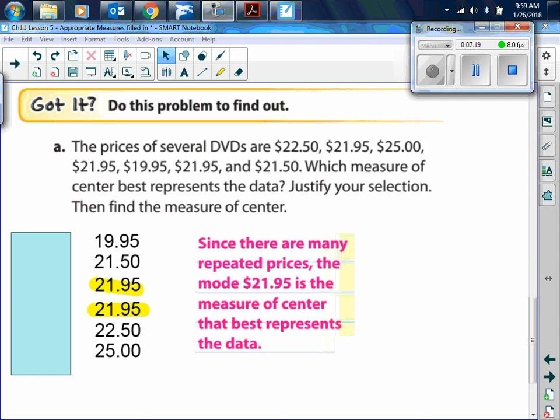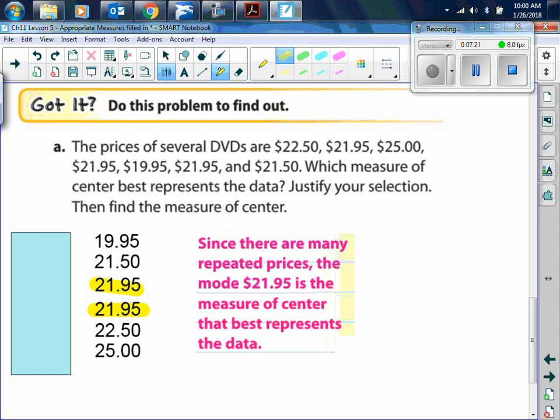All right, oops, Daisy, we forgot one. Yes, there's 3 of them in here. So it's $21.95, $21.95, and $21.95. So in my list, I should have had another $21.95 in there, so that just reinforces the fact that we have repeats, right?